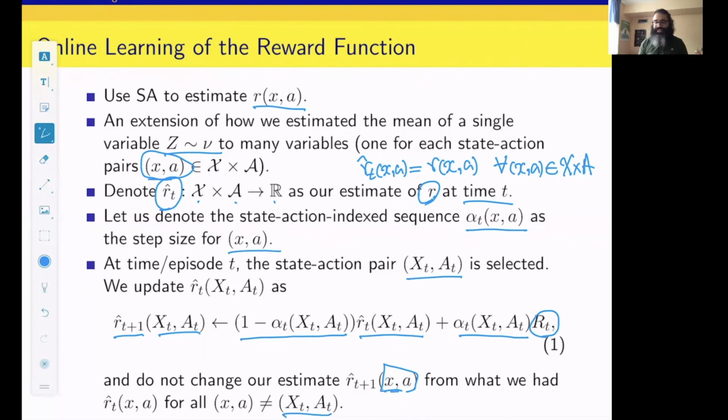Like we have states, say, state 1, we have 100 states, and suppose we have 2 actions. At time 1, I select state 50 and action 1, I update all the values of all others by just copying the previous value. And the value of the current one, I update it using the rule that I have here.